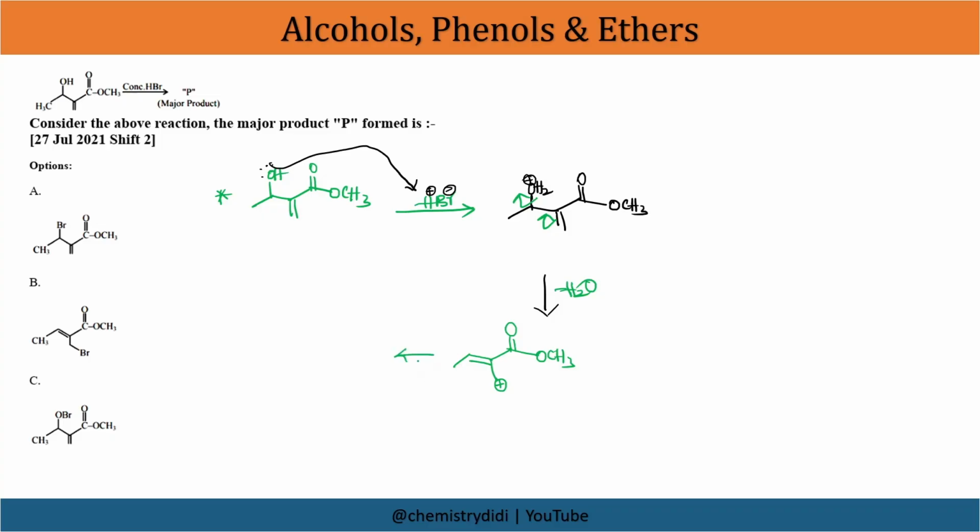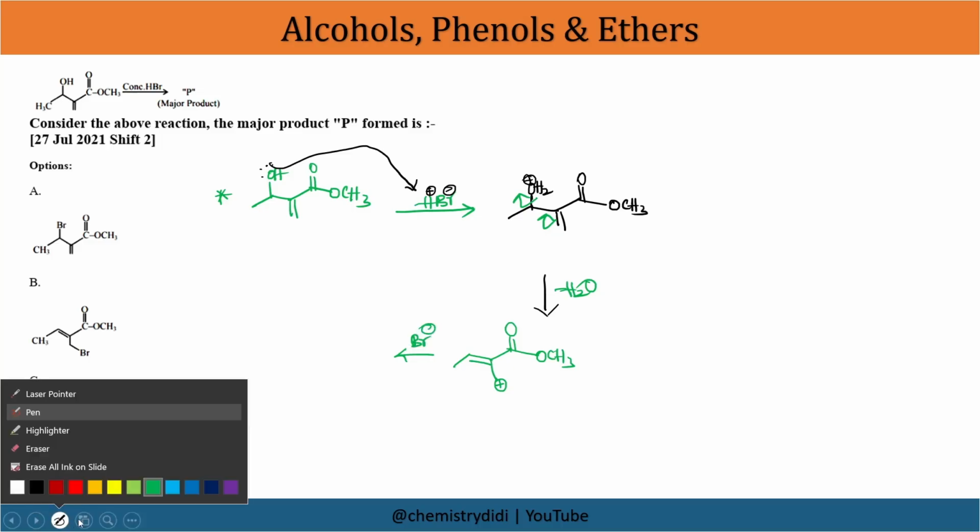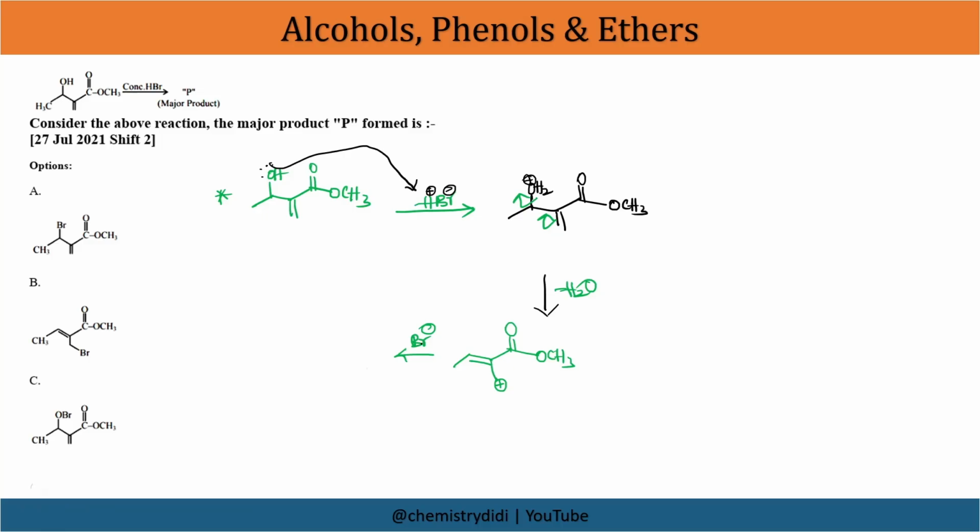In the next step, we have Br negative, which acts like a nucleophile and attacks the carbocation. Finally we'll get this product: the double bond with OCH3, here a double bond, and here it will be bromine. So I hope you have understood this. It might be confusing over here. This step is a little bit confusing.